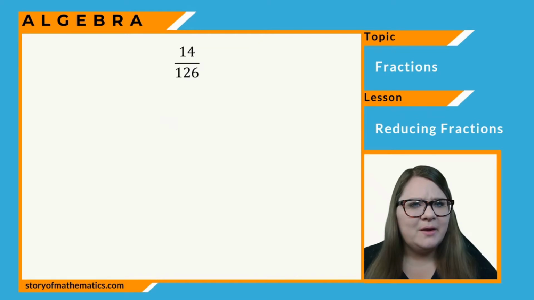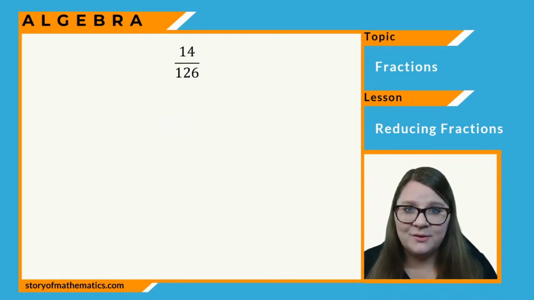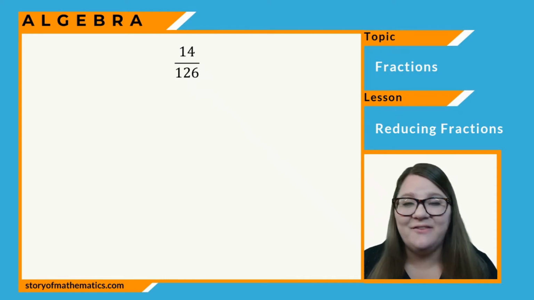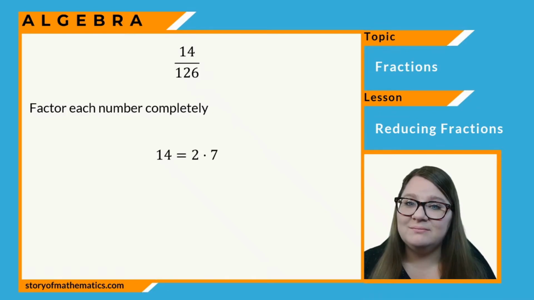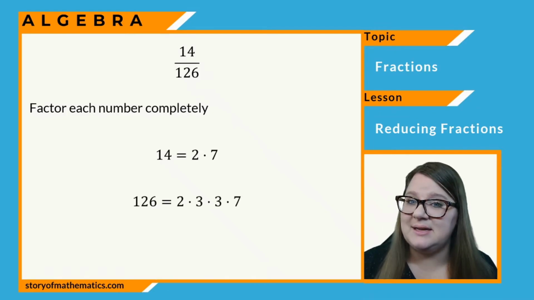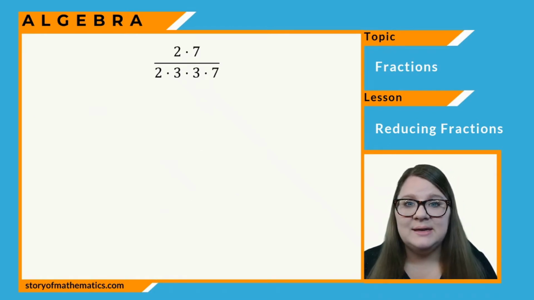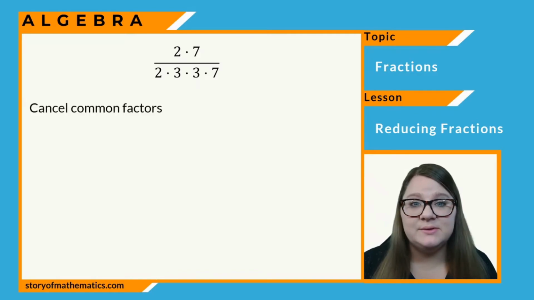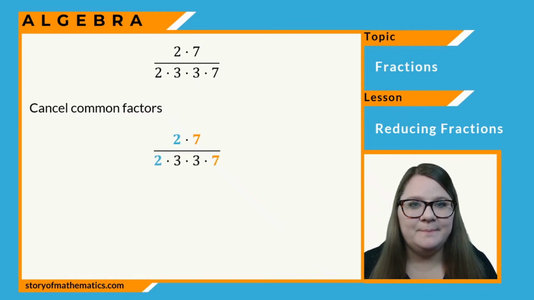Let's try another one. What about 14 over 126? Well, even though the numbers are a little bit larger, we're still going to factor each one completely. 14 is going to be 2 times 7. 126 is 2 times 3 times 3 times 7. So I rewrite it in the factored format, and I'm going to be able to now cancel the common factors. Well, what numbers do the top and bottom share? We can cancel a 2 and a 7 from both top and bottom.